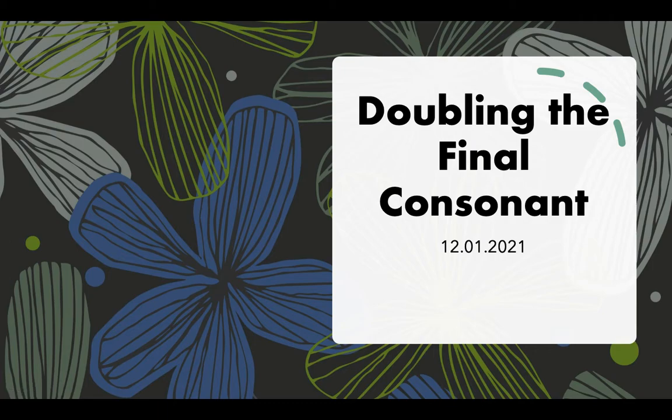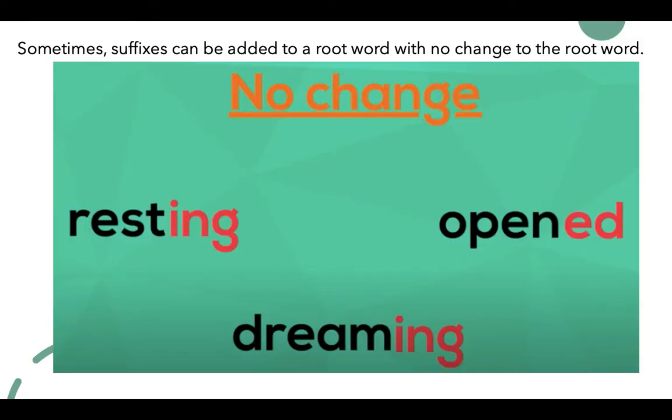Okay, today we're going to have a spelling lesson on doubling the final consonant when we add a suffix. Sometimes suffixes can be added to a root word, and the root word will not change. If we're adding the suffix ing or ed, the root word doesn't change. For example, here in resting, the root word of rest is not changed. Opened and dreaming, the root word hasn't changed.